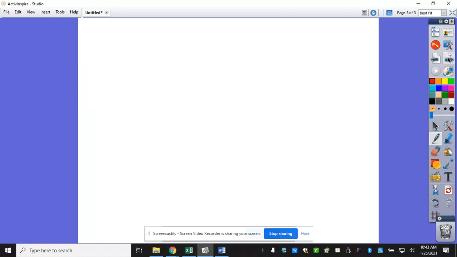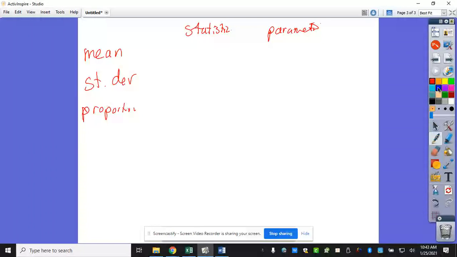Skipping down to where yours says mean, standard deviation, proportion, and then it says statistic and parameter. So your paper already says that. So what is our symbol for mean of the entire population? What's our symbol for mean of a sample? Y'all know this. X what? X bar. X bar is of a sample.